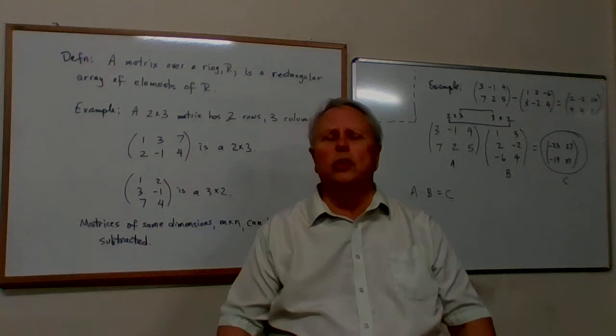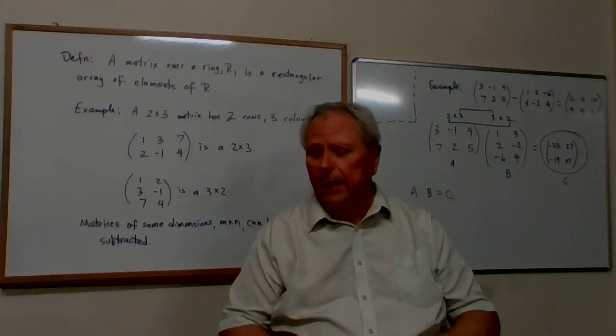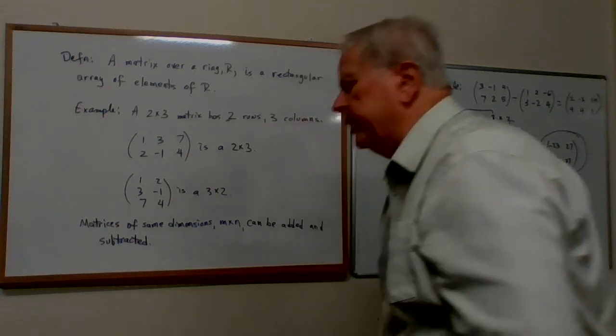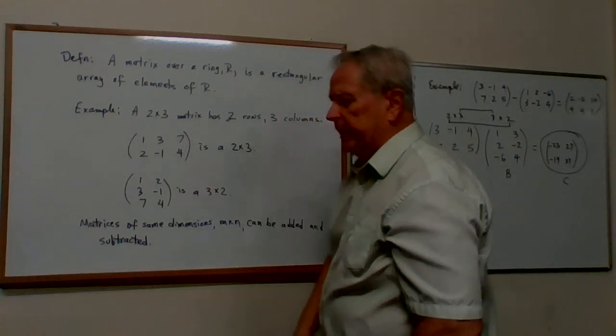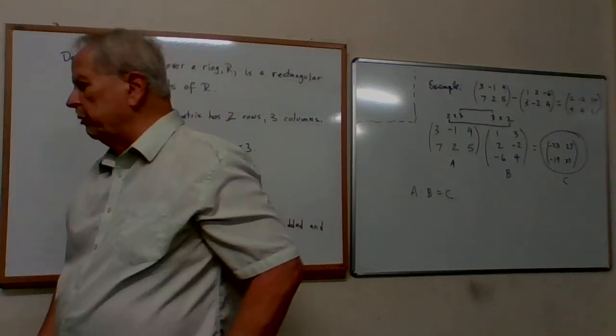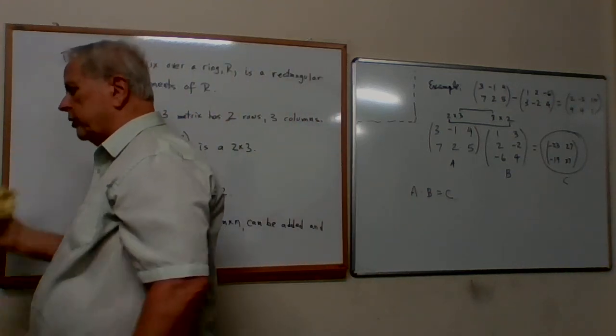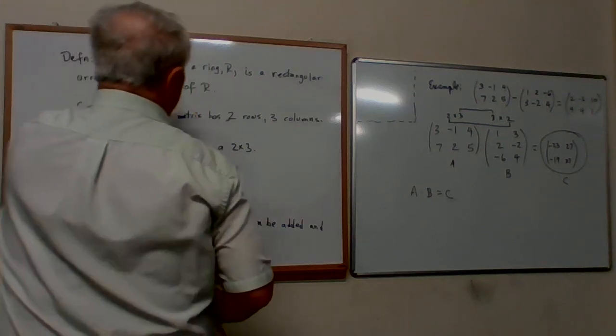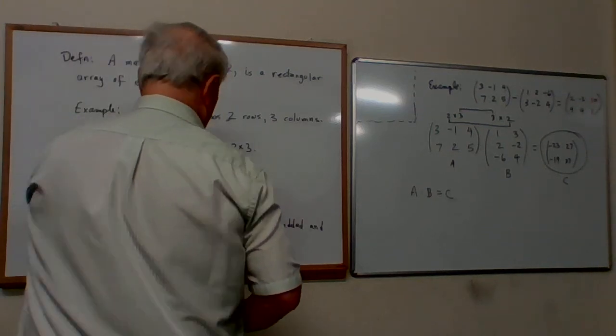Something that I promised you, and my time is not up, so I'm going to keep my promise. I told you that there are places, specifically there are rings, where you do have non-zero elements that are zero divisors. And I want to show you an example of that.